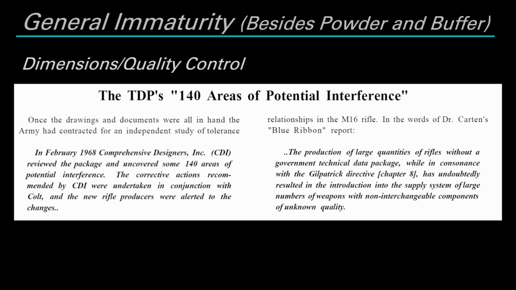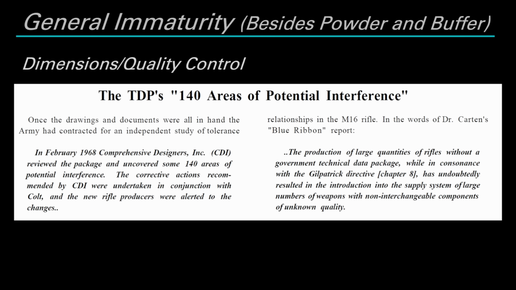And so the quote from the Army around this time is that the production of large quantities of rifles, about 500,000 by this point, without a technical data package, has undoubtedly resulted in the introduction into the supply system of a large number of weapons with non-interchangeable components of unknown quality. Now, this certainly is a little bit hyperbolic, but it does drive home the actual point of this design immaturity.